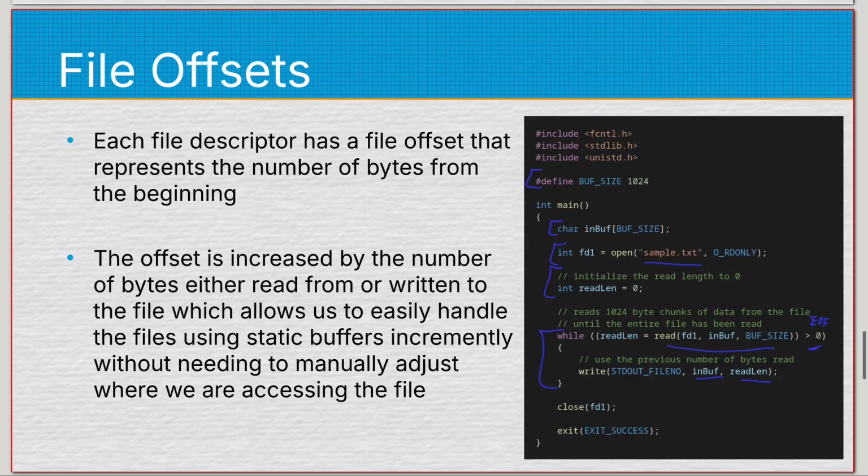This while loop here will read until it gets to the end of the file. 1024 byte chunks at a time, read 1024 bytes, write that to the output. Read another 1024 bytes, write that to the output until it finishes out the entire file. Once it does, we'll close it and then we'll exit our program. And that's how you would handle that.